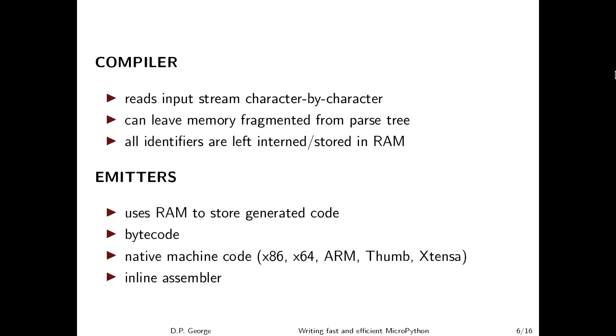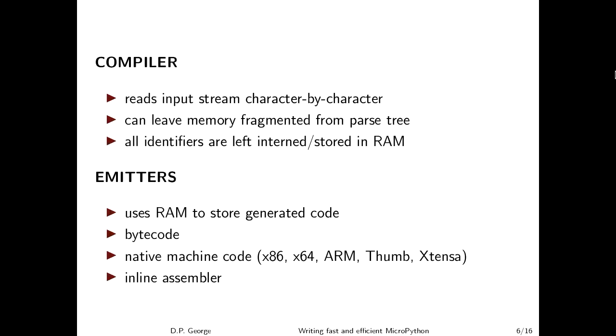So as I said, we have a compiler that reads an input string character by character. That means it doesn't actually load stuff into memory. If there's a file on the disk, it just reads it in 1 byte at a time. So it doesn't waste memory loading it all at once. But once you've run the compiler, it can leave memory fragmented because there are some structures it has to have in memory. So that's one thing to keep in mind.